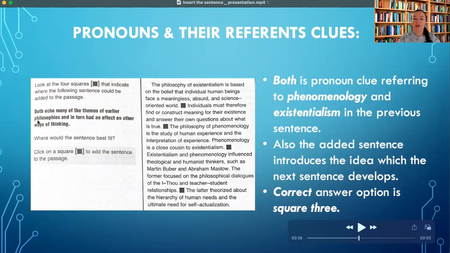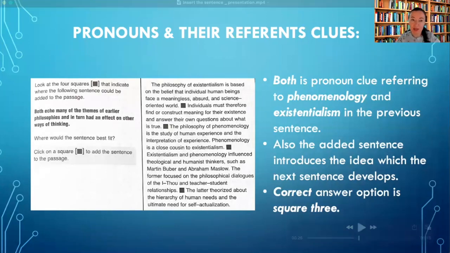Then the sentence says, both echo many of the themes of earlier philosophies and in turn had an effect on other ways of thinking. Then you also see the question, where would the sentence best fit? Again, they ask you to click. So actually you have to click on the square to see where the sentence best fits in your opinion. Now, if we look at the highlighted sentence carefully, we will see that the sentence starts from a pronoun, both. Both, a pronoun that implies that there are two references that it refers to, right?